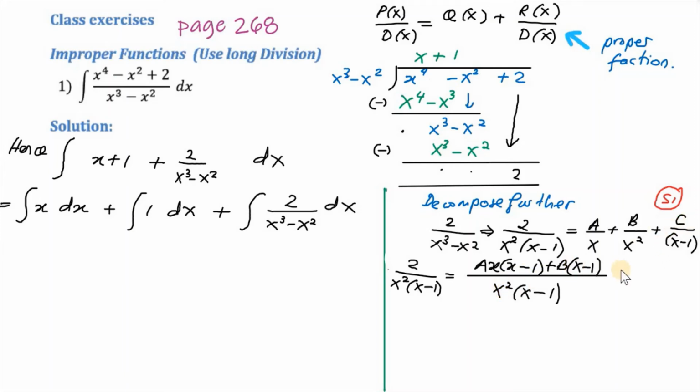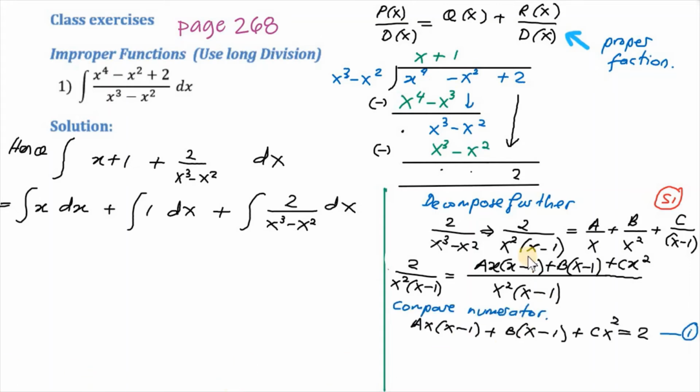Correct. As for the c, we need c x squared. Let's check back: c x squared divided by this, cut the x squared, we are left with c over x minus 1. Correct. So you have to have this one correct first, then only can you compare the numerator. So we compare numerator. I'm rewriting back, compare numerator. We have this. I put down the 2 on the right side. So this is equation 1. You have to get this correct first, because your a, b, c depends on this equation.